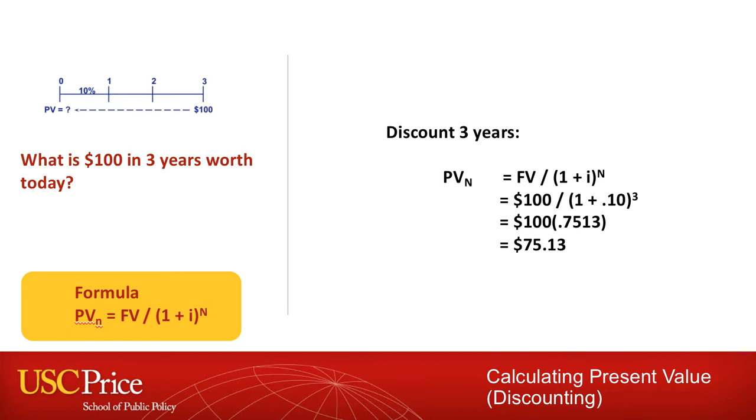So having $75.13 today being compounded at a 10% interest rate will give us $100 in 3 years. And having $100 in year 3 discounted at a 10% interest rate will give us $75.13 today. Make sure you understand the time value of money. We will be using these concepts in the next video when we are calculating net present value and internal rate of return.